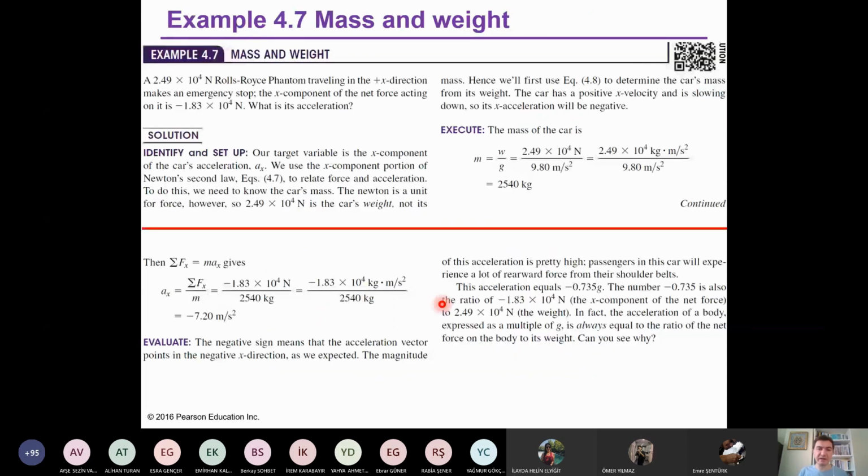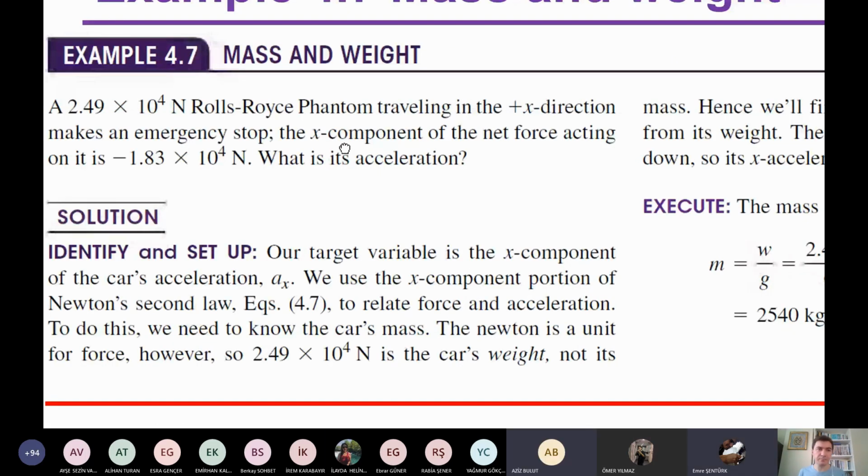Then let me continue with an example. Let me magnify the question first of all. Can you see the question? Yes. A 2.49 times 10 to the 4 Newton Rolls-Royce Phantom traveling in the positive x direction makes an emergency stop. The x component of the net force acting on it is minus 1.83 times 10 to the 4 Newton. What is its acceleration?